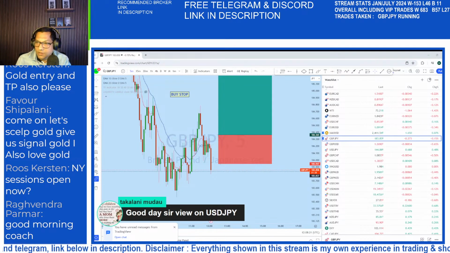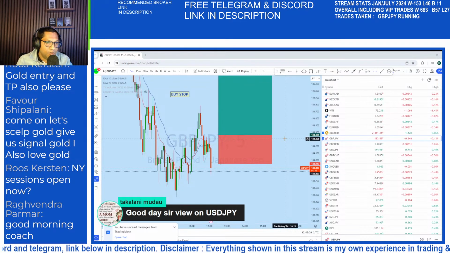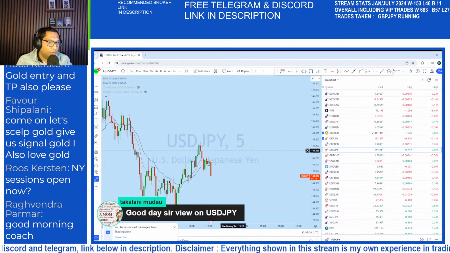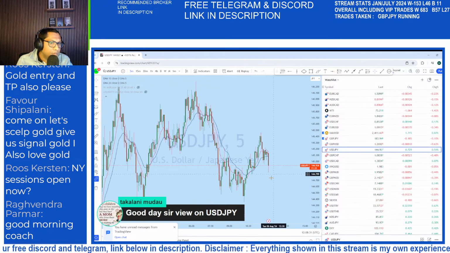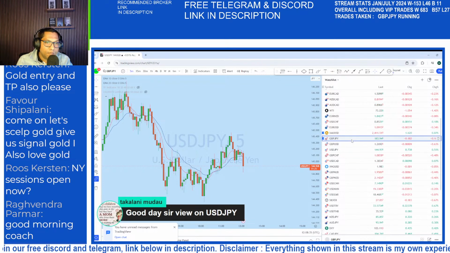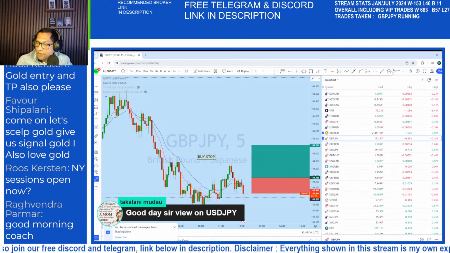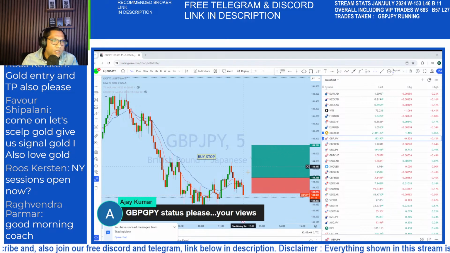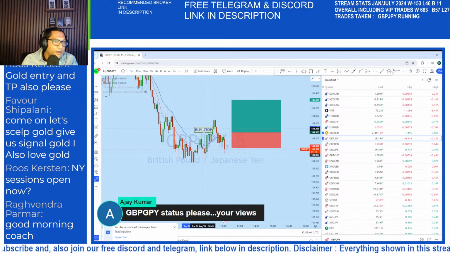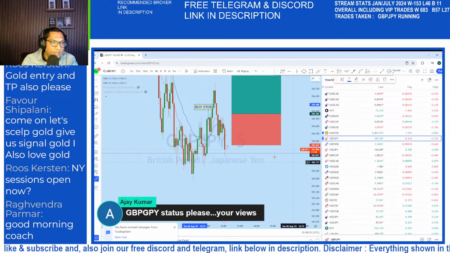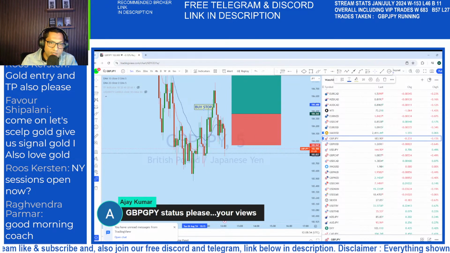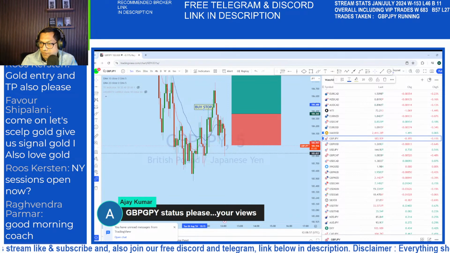Beyond dollar yen, yeah, we are on GJ looking at, I think dollar yen almost following the same pattern. Ajay, GBPUSD status, please. So GBPUSD, we placed a buy stop here, which is still not triggered. But if it bounces back up, we will be on it. Otherwise, if it drops, we will be closing and we'll re-enter again for another setup.